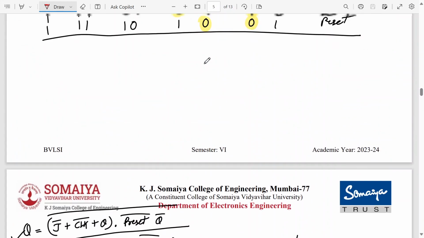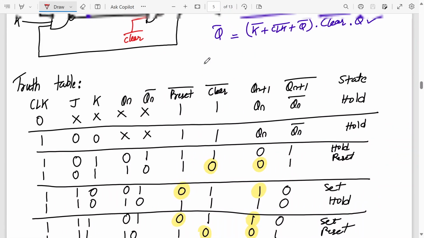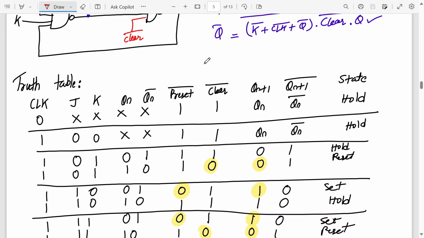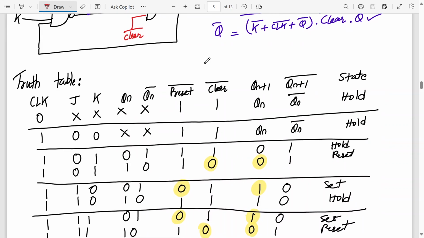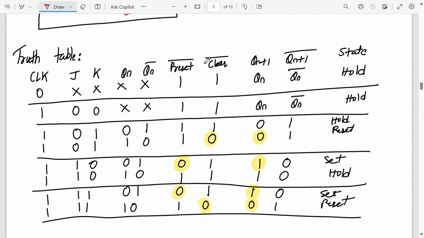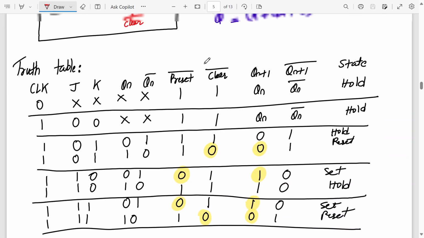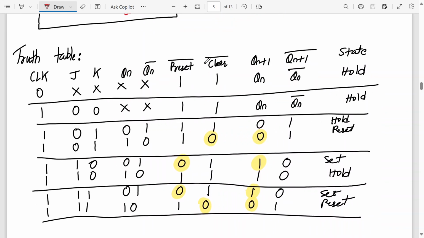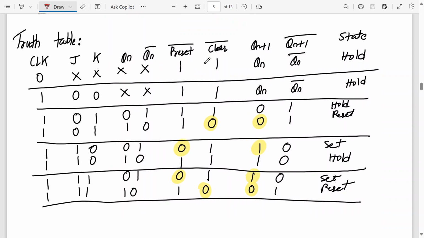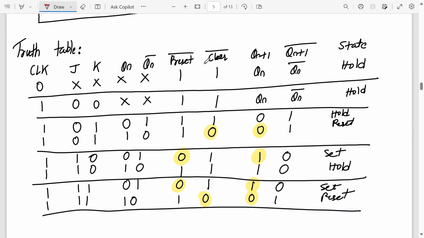So do you know this JK flip flop eliminates the not allowed condition state in SR flip flop or SR latch, right? SR is set reset. You know the JK flip flop is named after its inventor, right? Jack Kilby. Yes, sir. JK flip flop suffers from a timing problem called race. That means this is the race condition, right? This one is the race condition.